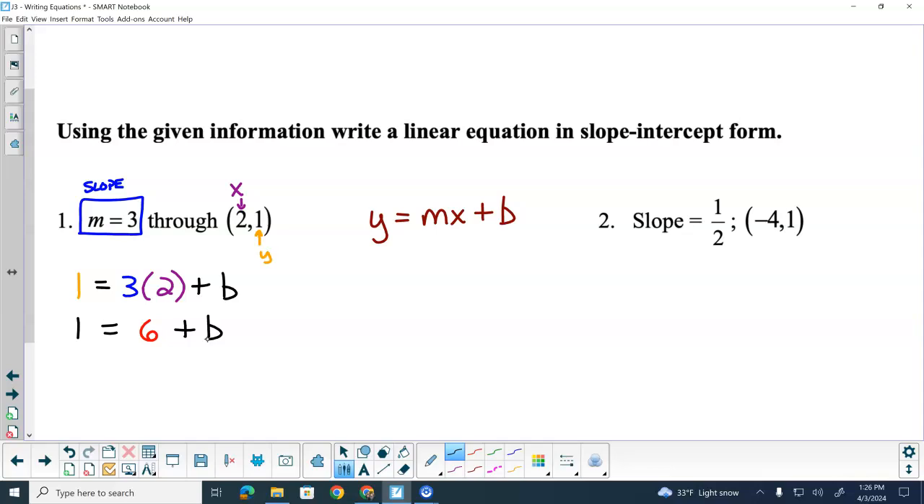Reese, how would I go about solving 1 equals 6 plus b for b? Exactly, I would subtract 6 from both sides. And that would give me negative 5 equals b.